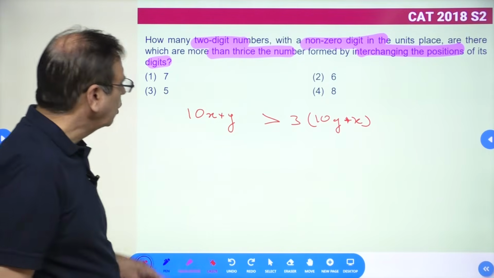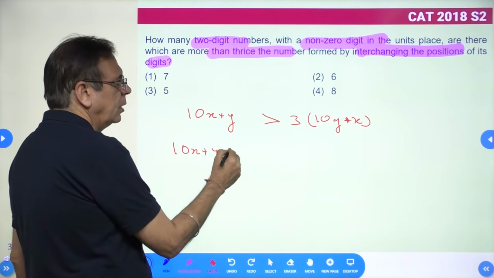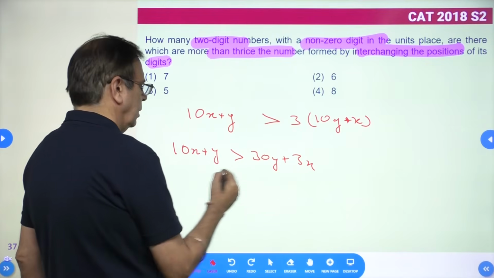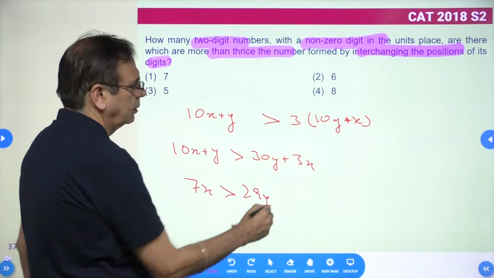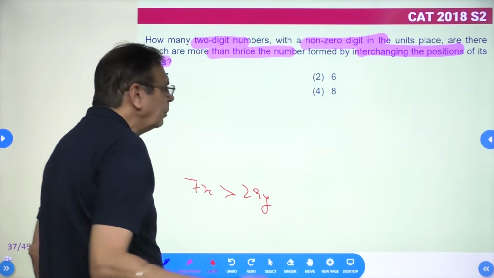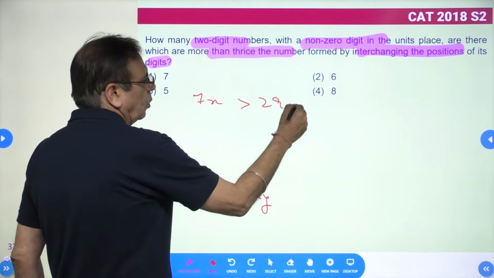Right? लिखो, equation बनाओ. So what do we have? 10x plus y should be greater than 30y plus 3x. That means 7x has to be greater than 29y. Okay, 7x has to be greater than 29y. ये लिख लेते हैं, उस पे काम कर लेंगे अब हम. Now 7x has to be greater than 29y.